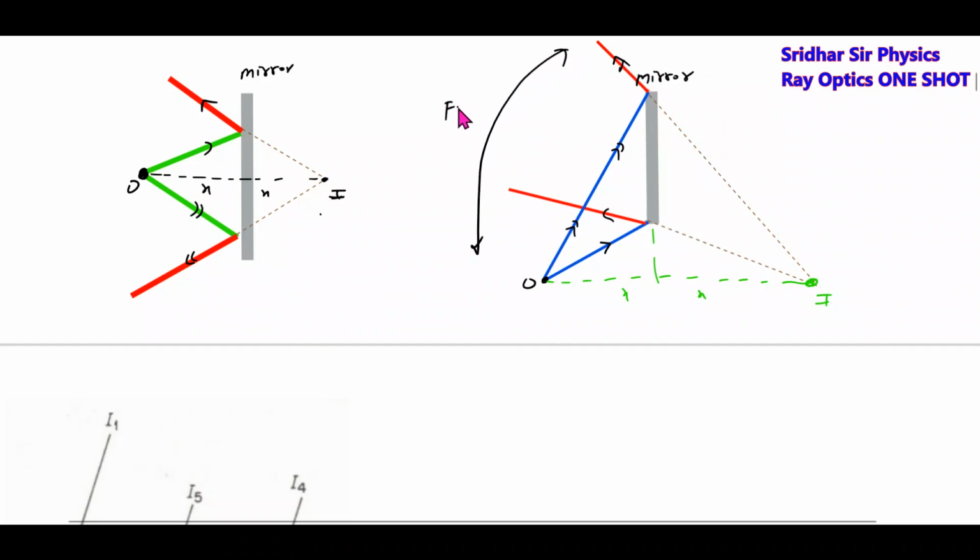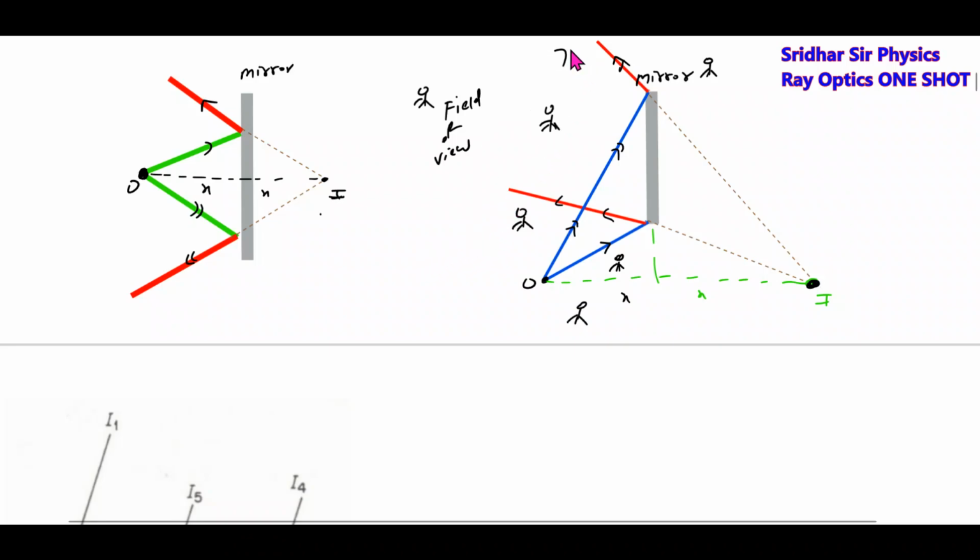If you want to see the image formed, you have to be present in the field of view. So what is the field of view? It is where the reflected rays are present. So if you are present here, you can see the image. If you are present here, you can see the image. If you are here, you can't see it. Here you can't see it.